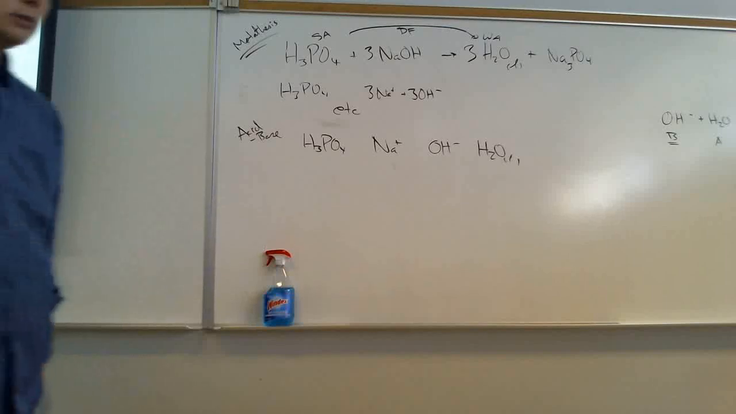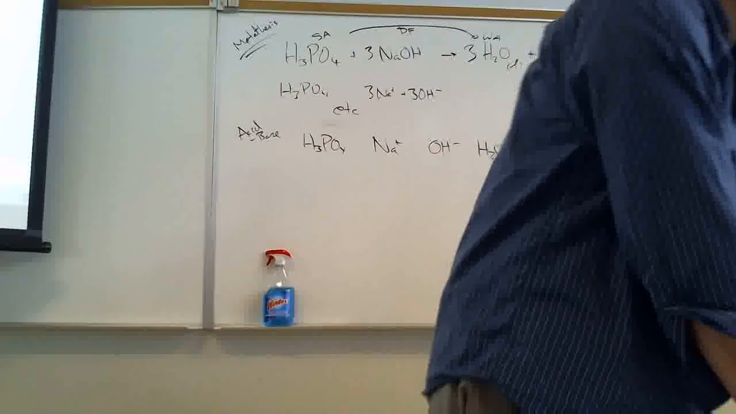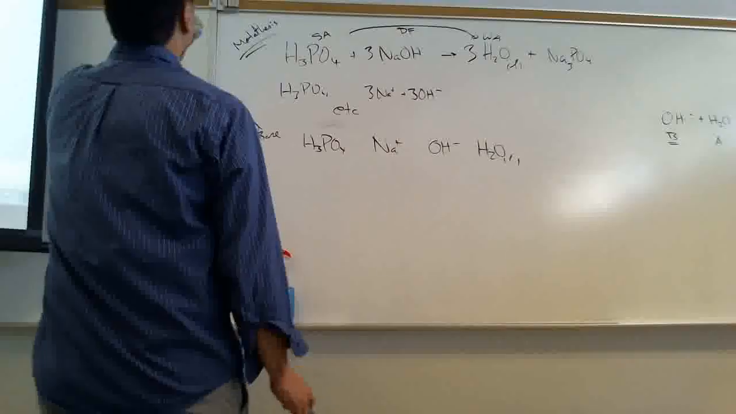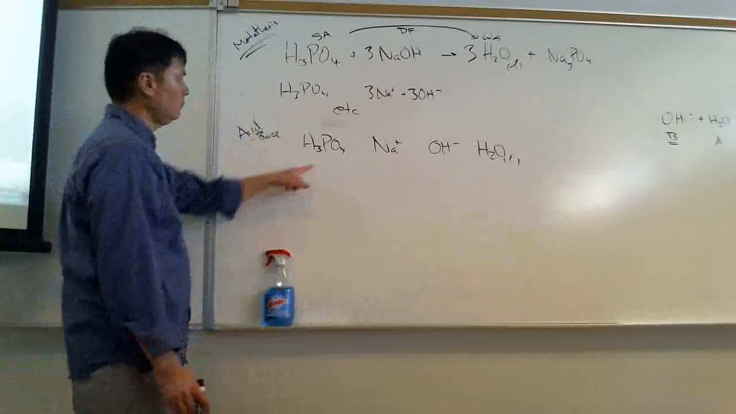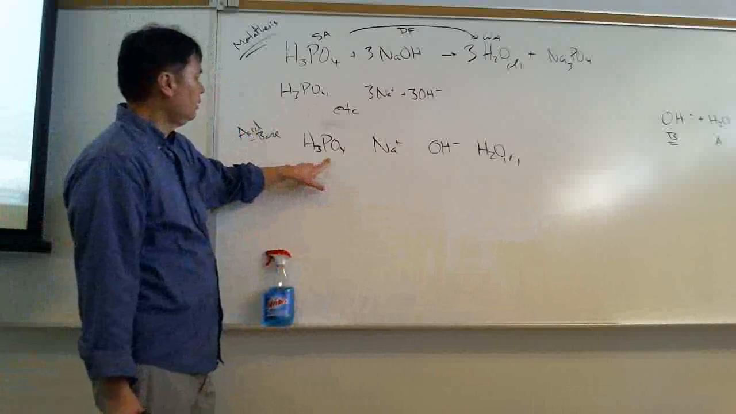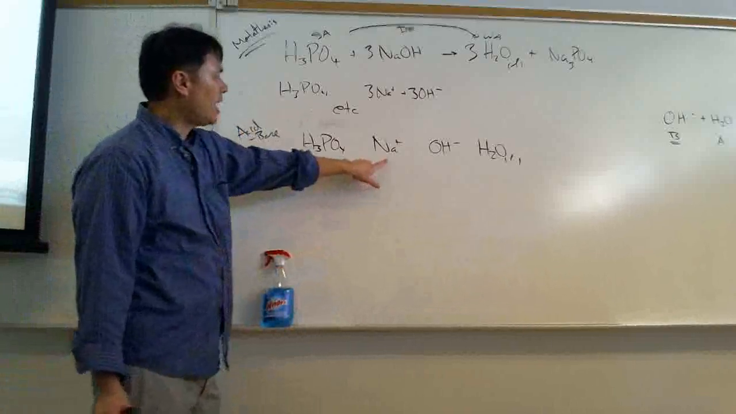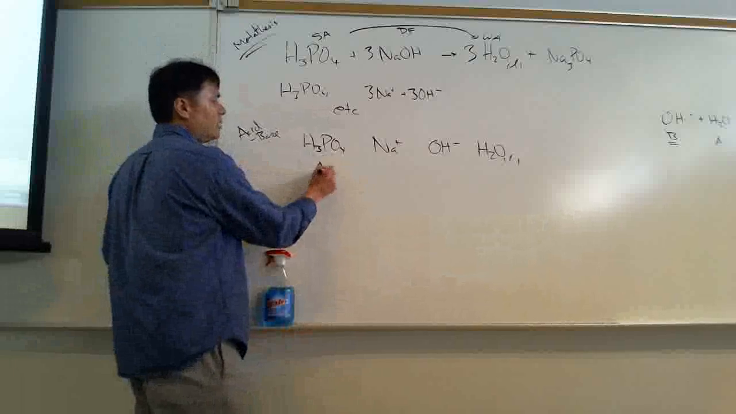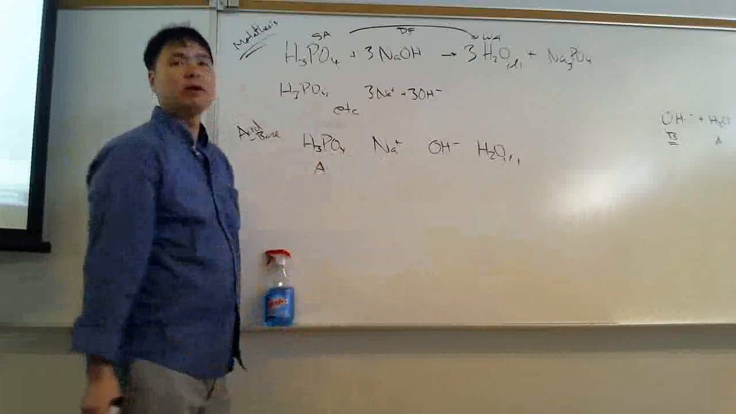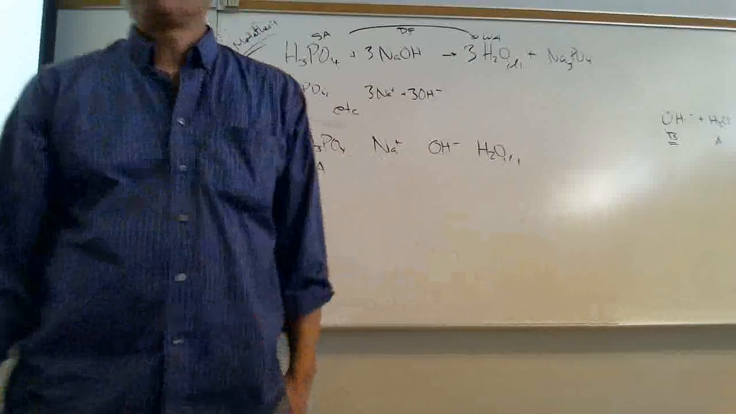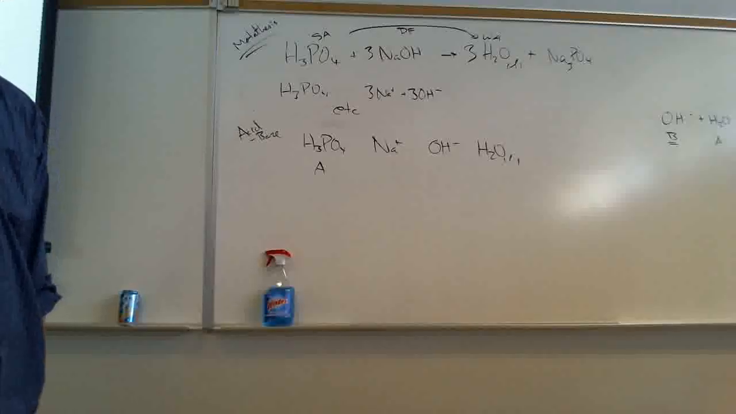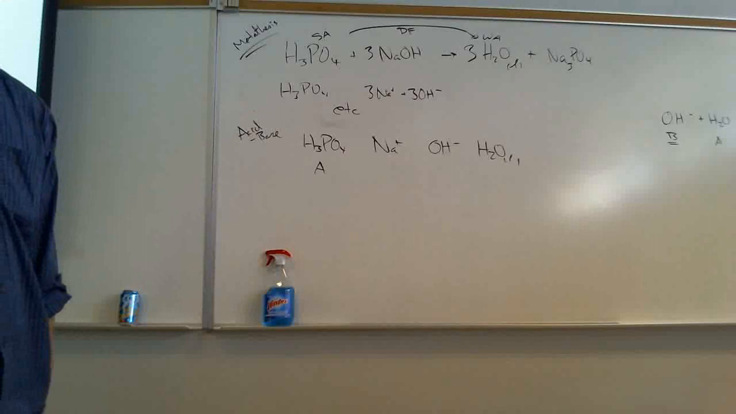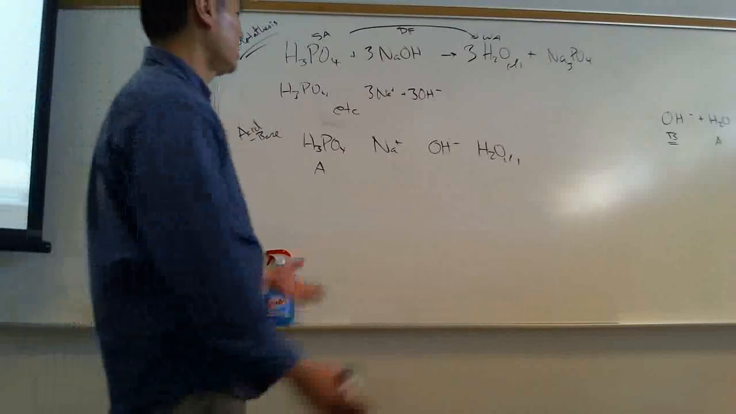Okay, so let's go through this next. We determine the acids. Phosphoric acid is an acid, right? Sodium ions, are those an acid? In the Bronsted definition, acids are proton donors. Is sodium ion a proton donor? Has an H plus it can give? No. Is it a proton acceptor?